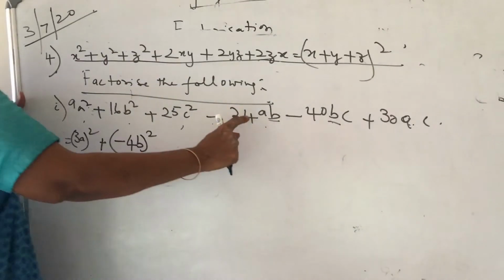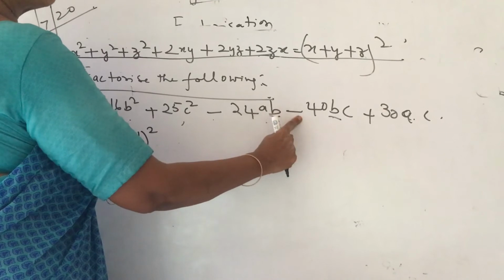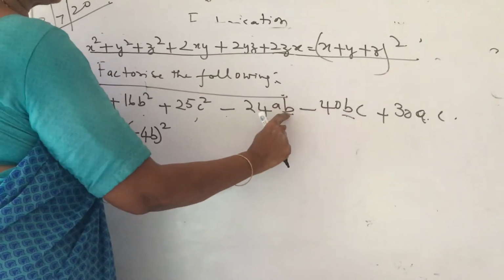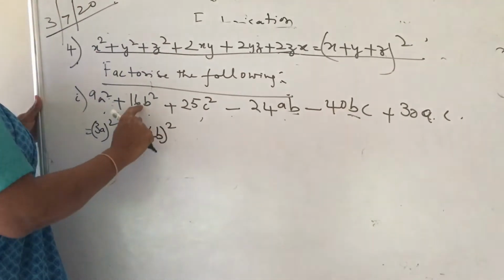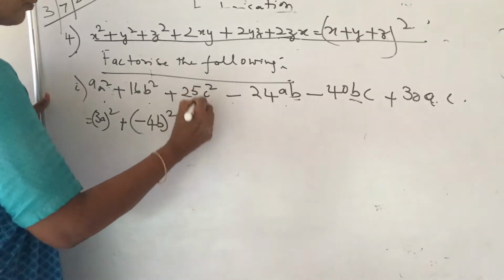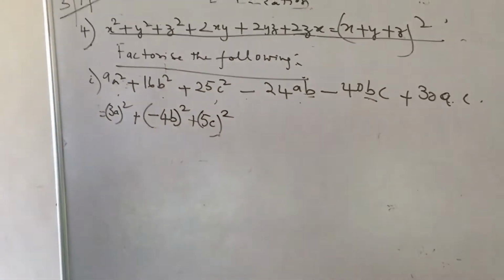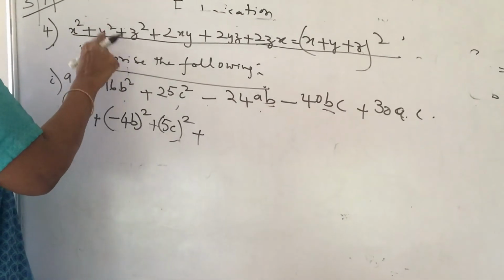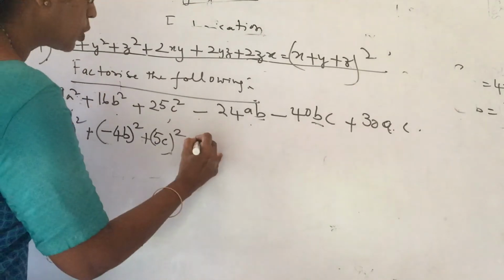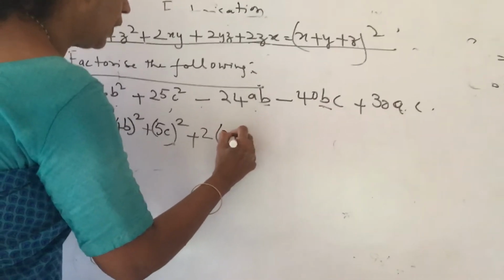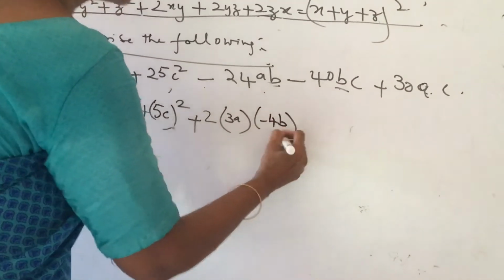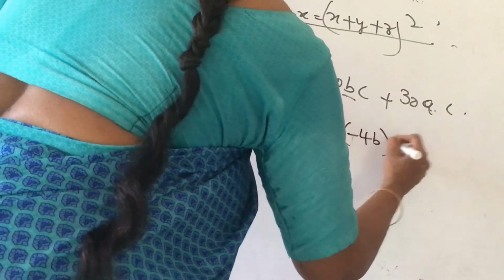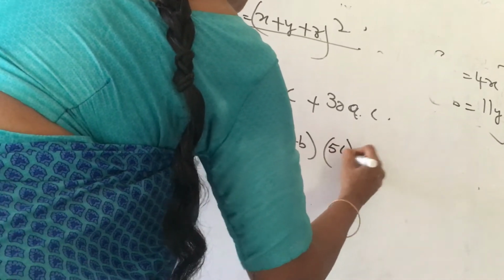I shall repeat, children. These two terms are negative. But in these negative terms, which is the common variable here? B. So b will be negative. Minus 4b the whole square, 25c square as a square term. We are going to write in this form, children. A square plus b square plus c square plus 2ab, a value 3a, b value minus 4b, plus 2bc plus 2ca.